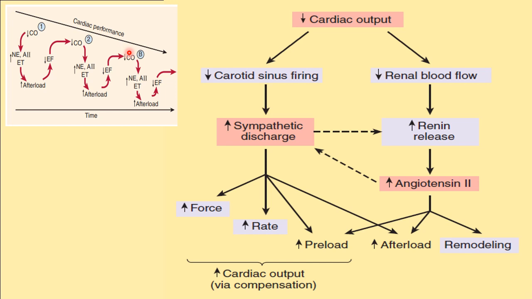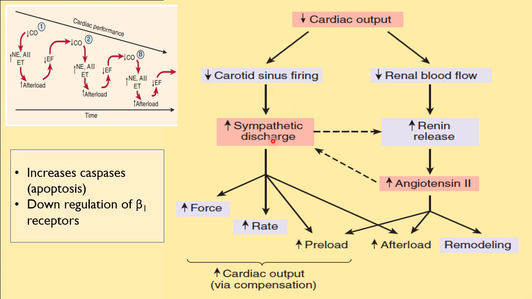So this is kind of a vicious cycle for progression of heart failure, like decrease in cardiac output, which would increase the production of norepinephrine, angiotensin 2 and endothelin, that will increase afterload, and because of increased afterload, the ejection fraction would further decrease, that will lead to decrease in cardiac output, and the cycle will repeat. The compensatory increased sympathetic drive would also increase the caspases, which are the enzymes responsible for apoptosis, and it will cause the down regulation of beta 1 receptors as well.